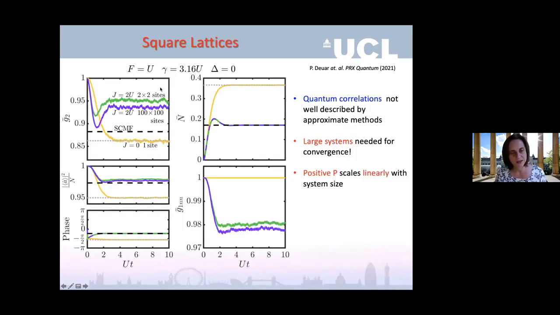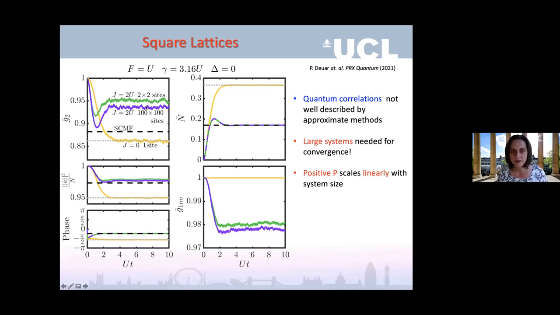If you now extend to larger and larger lattices, similar things can be observed. If one looks just at the condensed fraction or phase, then obviously going to larger lattice sites it just improves a little bit. So the system is converged even for the lattice sites which are small. Green is 2 by 2 lattice sites, and blue is 100 by 100 lattice sites. And the black line is self-consistent mean field calculations, whereas these noisy lines are the positive P calculations.